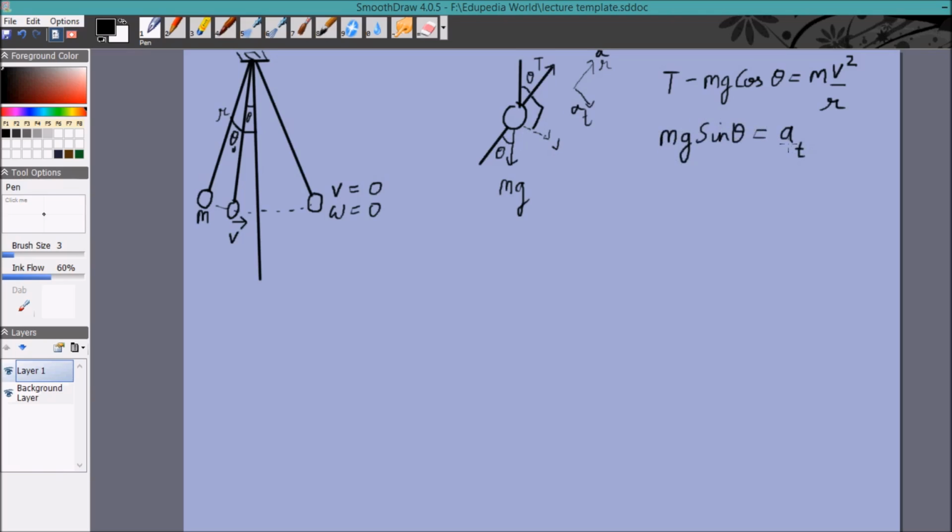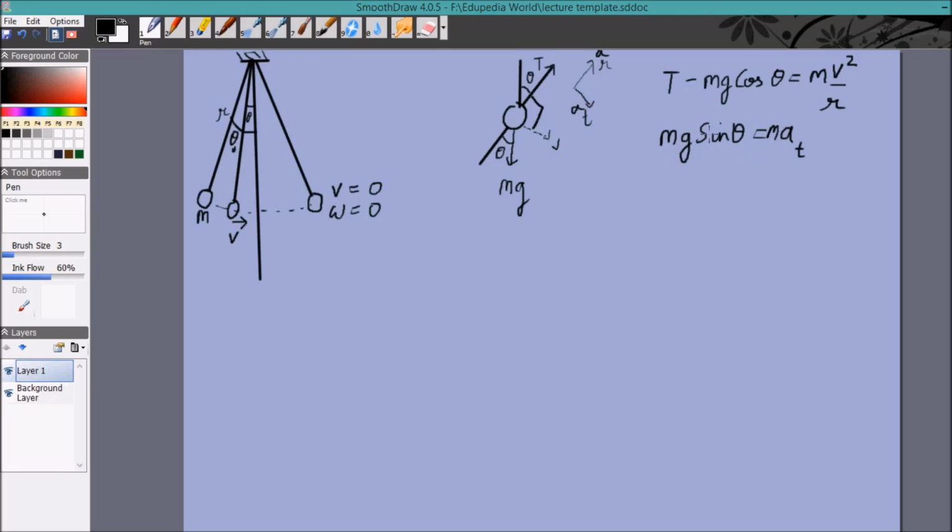So if we had two unknowns, the tangential acceleration and the tension, then we found out both of them. The tension is equal to mg cos theta plus mv squared by r, and the tangential acceleration is g sine theta. Sorry, this should be m AT.